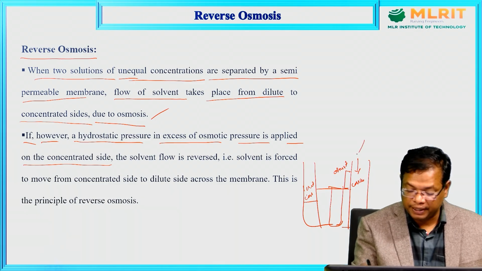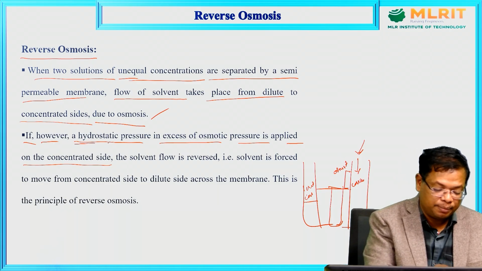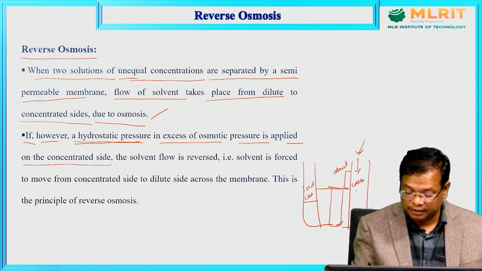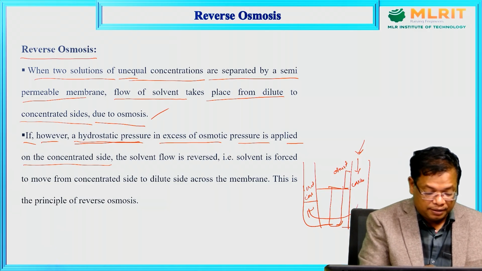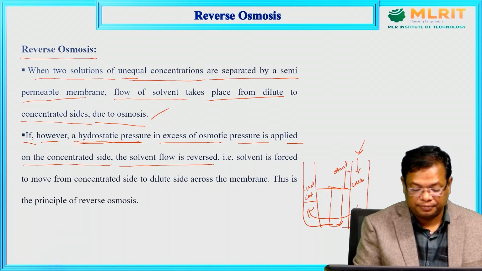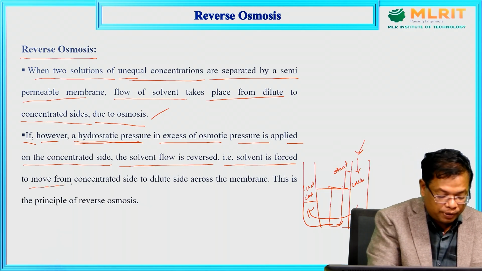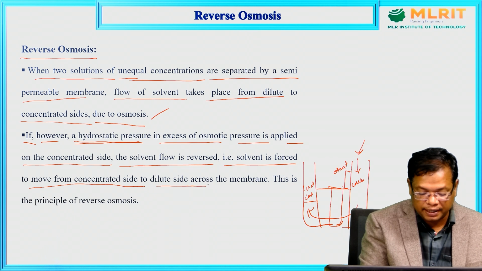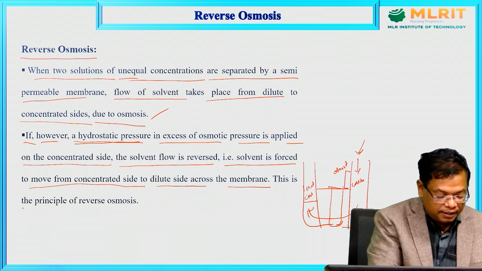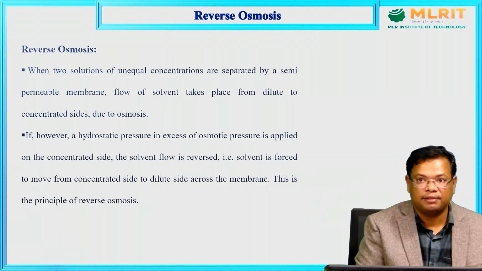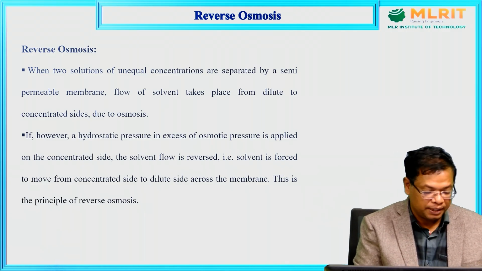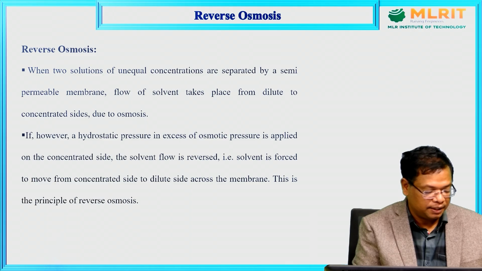So when you apply an extra pressure or external pressure like hydrostatic pressure, then the solvent moves reversely, against the osmosis. So the solvent flow is reversed. That is, the solvent is forced to move from the concentrated side to the dilute side across the membrane. This is the principle of reverse osmosis. We can see it very clearly through the diagram.